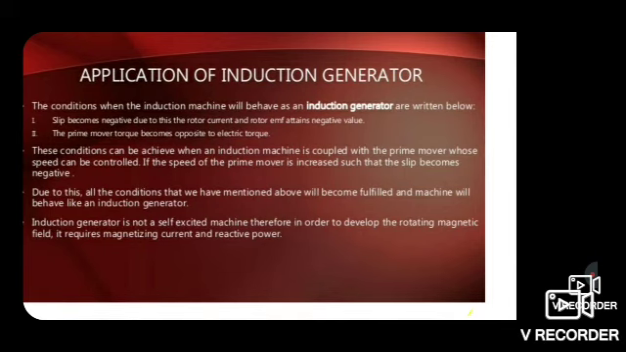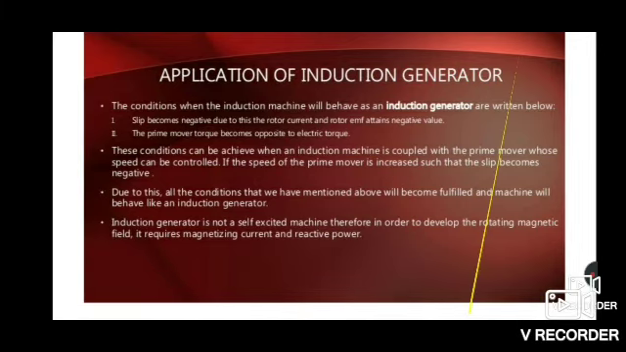The prime mover torque becomes opposite to electric torque. These conditions can be achieved when an induction machine is coupled with the prime mover whose speed can be controlled. If the speed of the prime mover is increased such that the slip becomes negative, it acts as an induction generator. Due to this, all the conditions that we have mentioned above will become fulfilled and machine will behave like an induction generator. Induction generator is not a self-excited machine. Therefore, in order to develop field, it requires magnetizing current and reactive power.